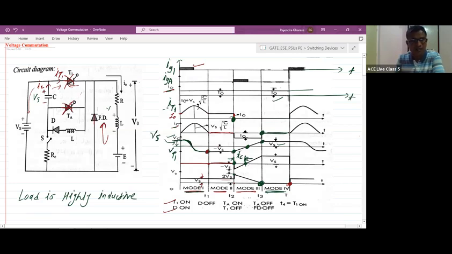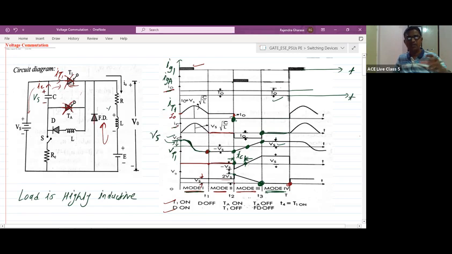IT1 is nothing but the current flowing through T1. Current flowing through T1 becomes 0 at this instant. Corresponding to this point, if you check on VT1, here it is, VT1. Once current becomes 0, it means our thyristor T1 has turned off. But whether it has successfully turned off or not depends on its circuit turn off time.